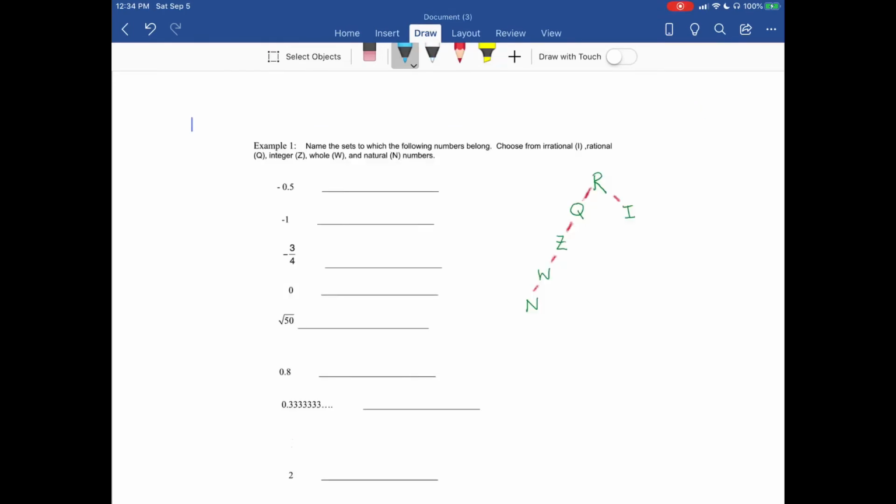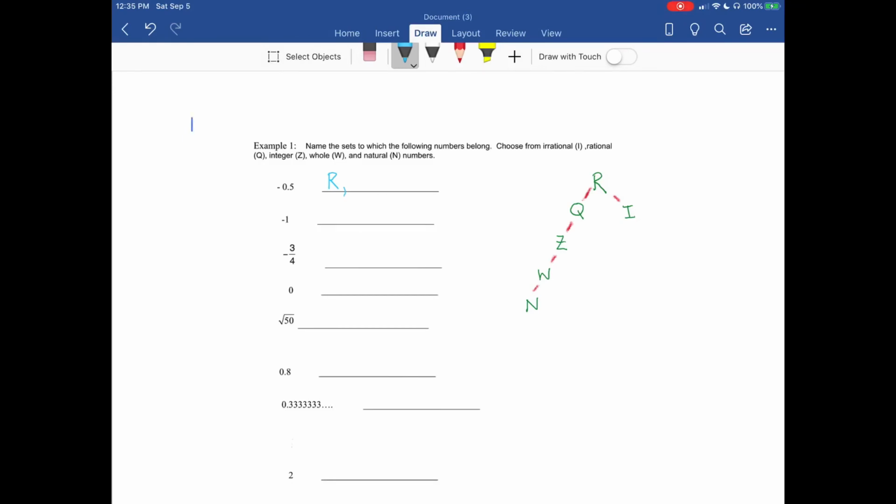Let's do a few example problems. So here is a question that's asking us to categorize these numbers in terms of the sets that they belong to. So why don't we start with negative 0.5. I would work my way down. Negative 0.5 is for sure a real number. Every number that we're working with to date is going to be a real number. We'll talk about what the other set is later. So it's definitely a real number.